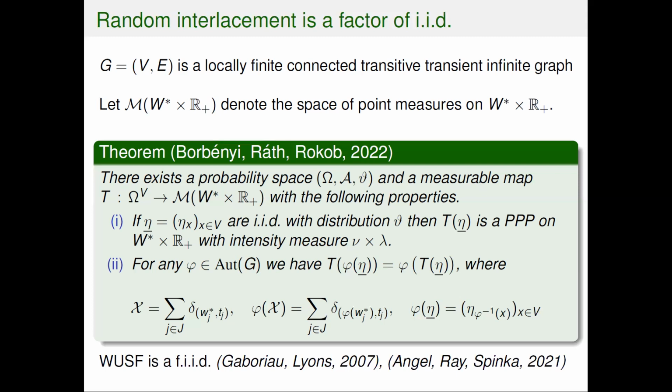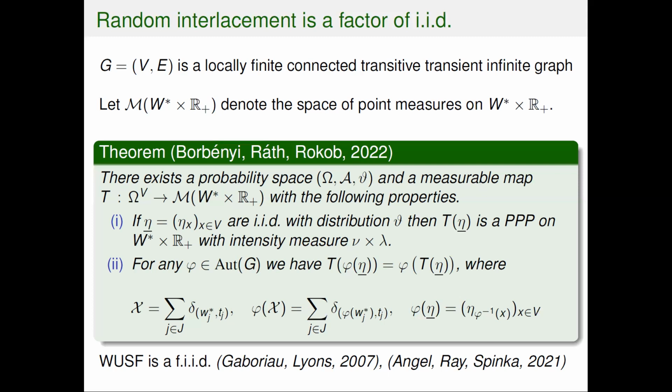It follows from our theorem that wired uniform spanning forest is a factor of i.i.d., because we constructed the interlacement as a factor of i.i.d., and from this interlacement, Aldous-Broder algorithm of Tom Hutchcroft constructs the wired uniform spanning forest as a factor of the interlacement. By the way, this was known. This result was already stated in various papers of Russ Lyons, including this famous one, and a full proof is spelled out by Omer Angel, Gurabrey, and Spinka in a recent paper.